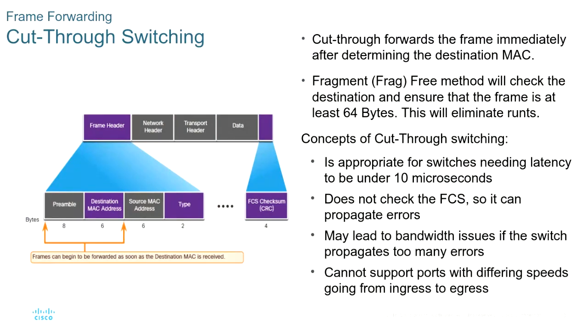So cut-through switching is okay if we need to reduce latency. It can propagate errors and can have bandwidth issues. If the ports are different speeds, you can't use it. So if you're gigabit attached from your employee workstation and the server is 10 gigabit attached, it can't work. It's got buffer memory. Cut-through and fragment-free can only work if both devices are the same speed.